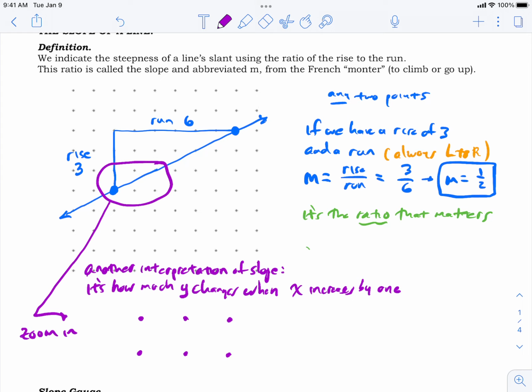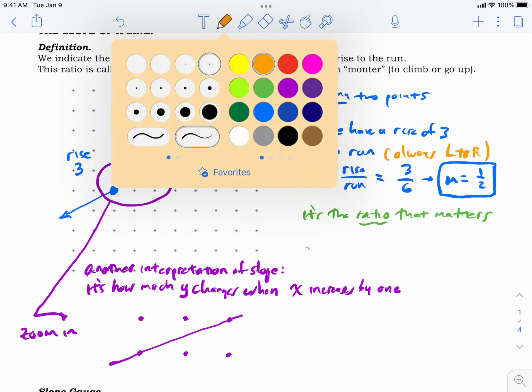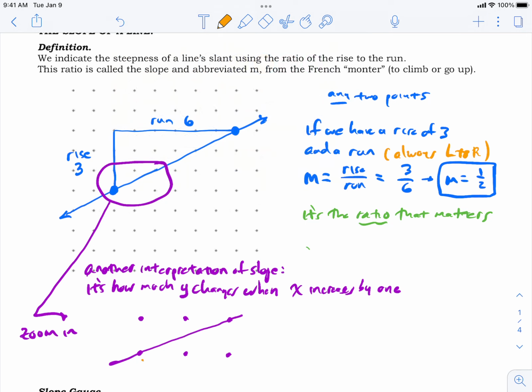So I'm circling those 6 dots, and the line is coming across like that, right? There's our line. And if you look right about here, and I guess I need another color again. If you look, this would be increasing x by 1, right? Increasing x by 1, how much does y change? And you'll see it comes up by half. Comes up by half. And hence the interpretation.